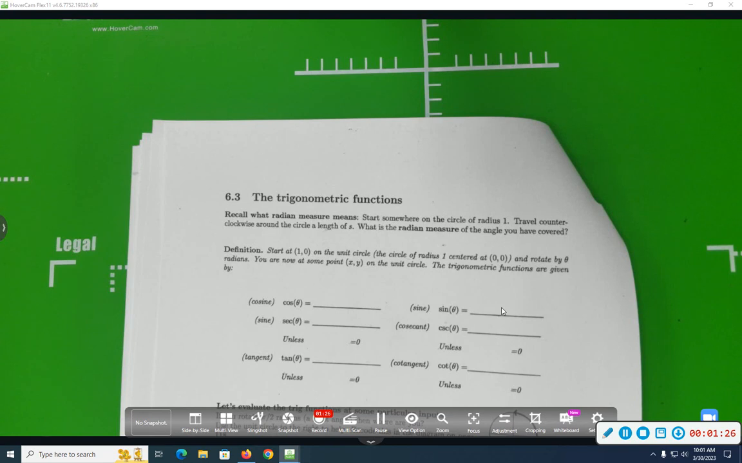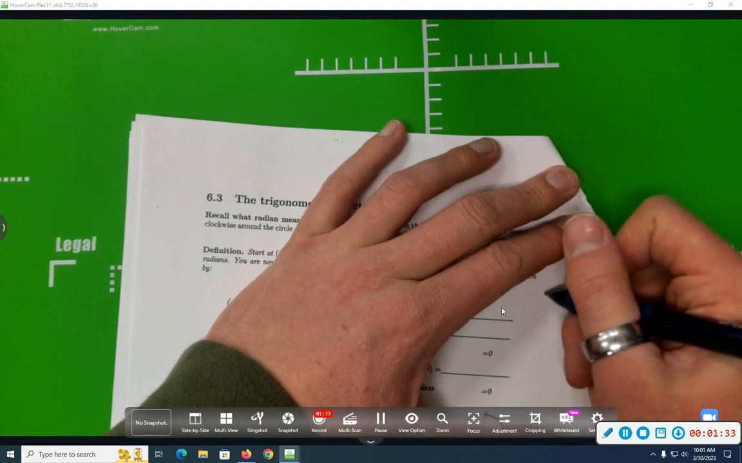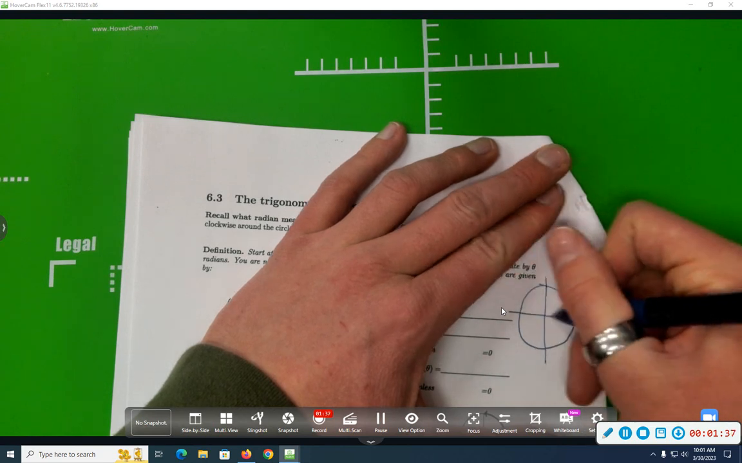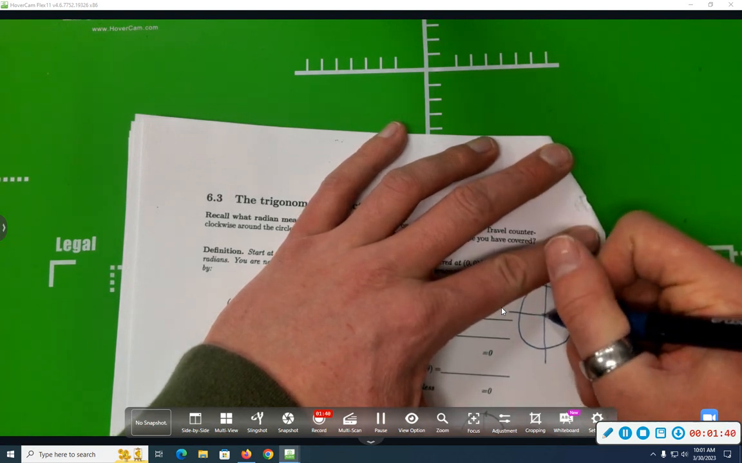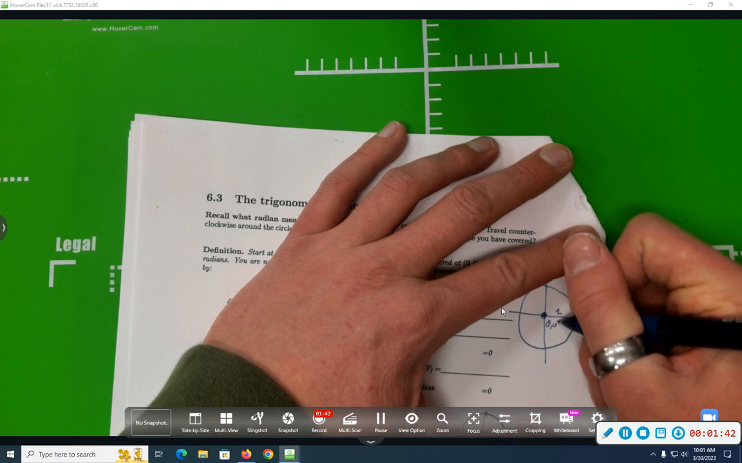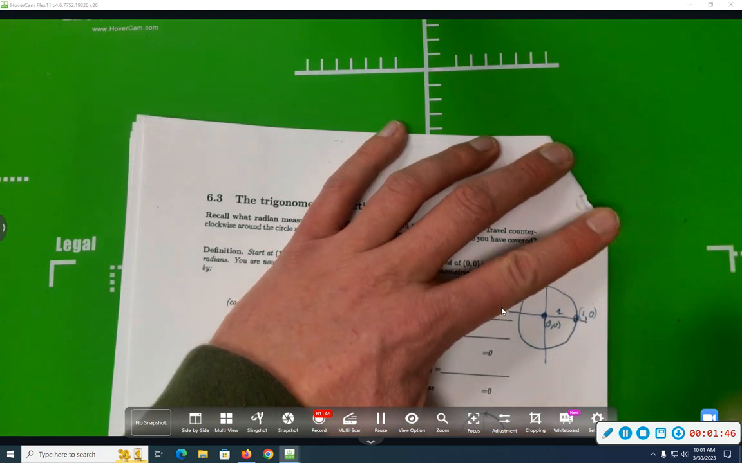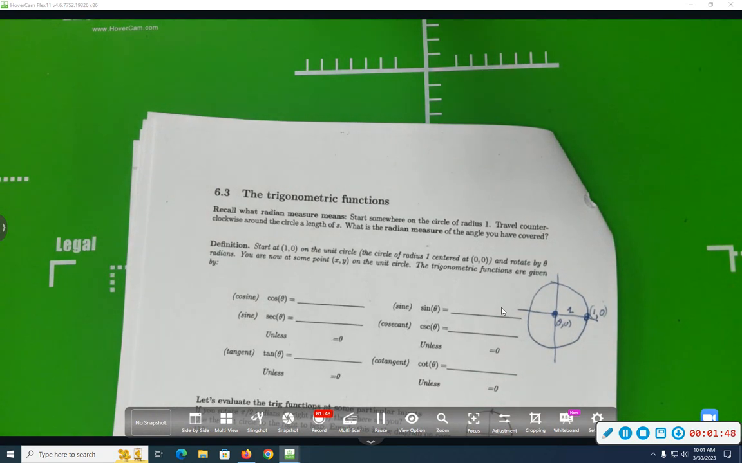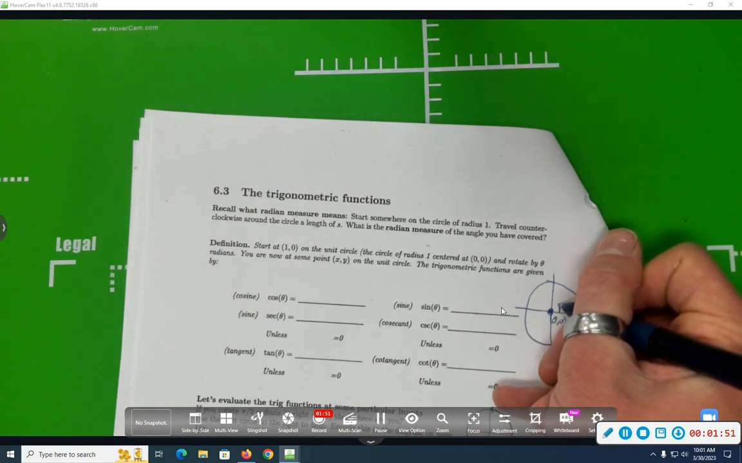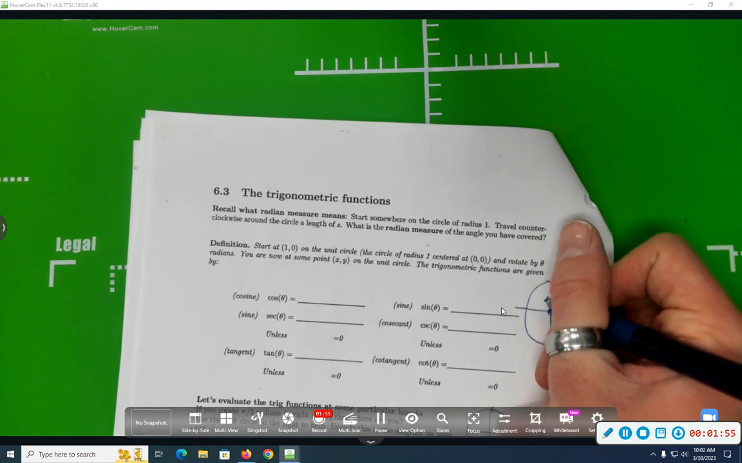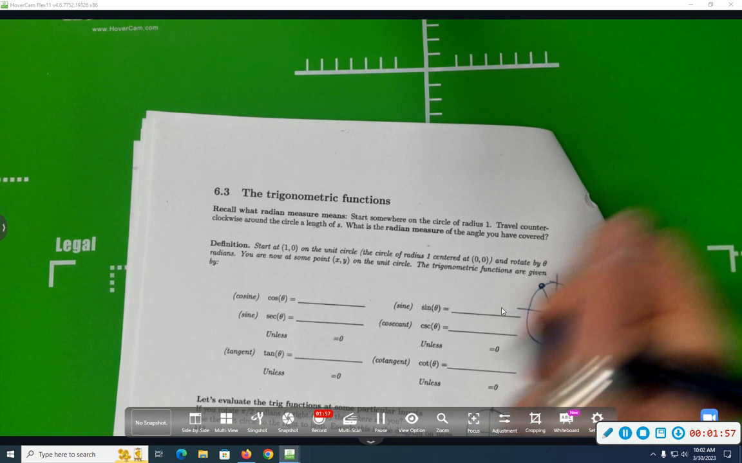So here's the game. Let's start at 1, 0 on the unit circle. Draw a picture. I'm going to draw it right here. There is a perfectly round circle of radius exactly 1. Its center is at 0, 0. So one of its x-intercepts is at 1, 0. Start at that x-intercept. Start at 1, 0. Rotate counterclockwise by an angle of theta. And see where you land.